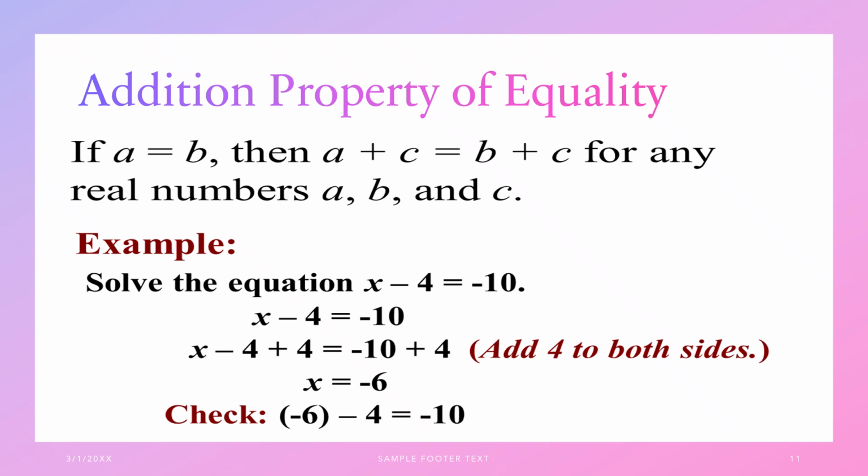If A equals B, then for any real numbers A, B, C, the equality is preserved. Example, solve the equation x minus 4 equals negative 10. So we have here x minus 4 equals negative 10. Add 4 to both sides. So we have here, okay, then cancel out here. So negative 10 plus 4, that's negative 6. Okay, if you check this, we have negative 6 minus 4, that's negative 10. So that's correct.